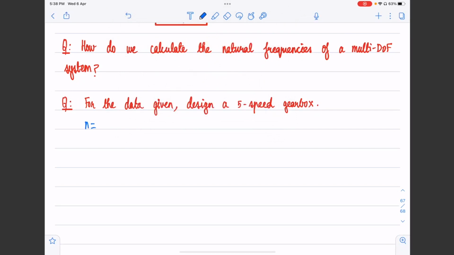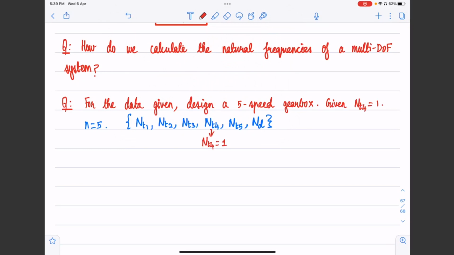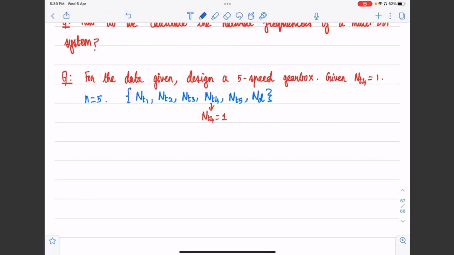So now, when n is equal to 5, please remember what are all the parameters that we need to calculate. We need to calculate NT1, NT2, NT3, NT4, NT5, and ND. Okay, so these are the 6 parameters that we need to calculate. We are given that the 4th gear is a direct drive. Let us say that's a usual convention. We know that NT4 is equal to 1. So now the question is, how do we determine the other gear ratios? I'll explain what the problem is so that you can also think of solutions and how to address them.